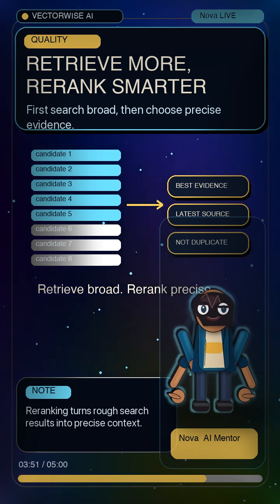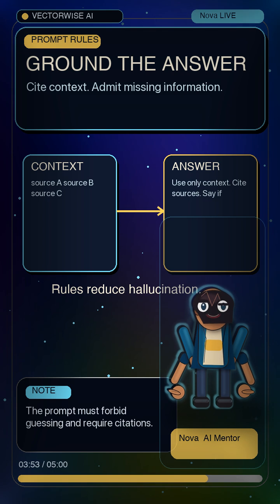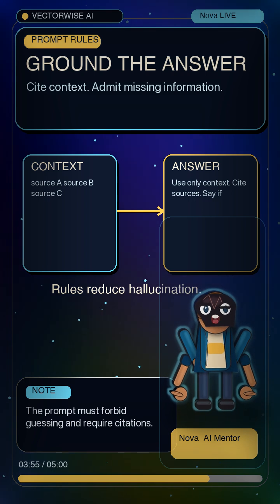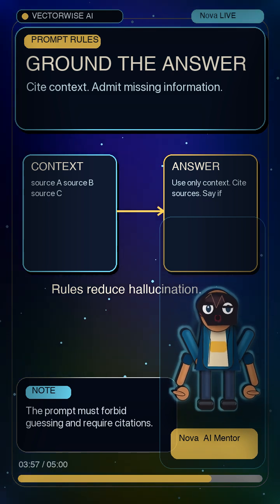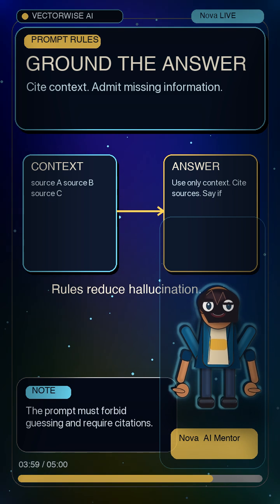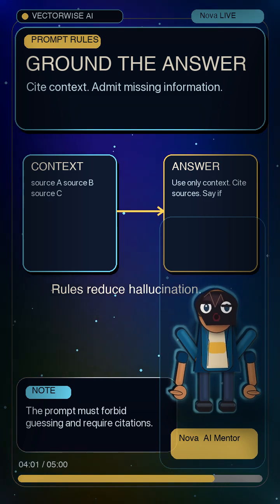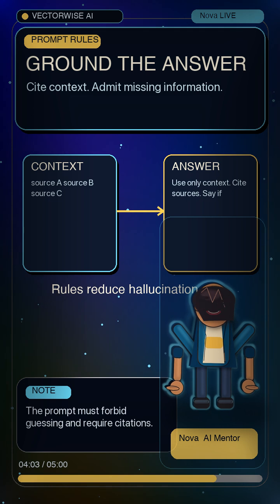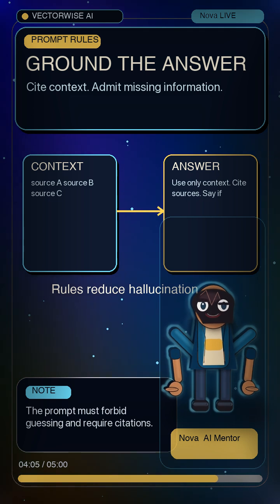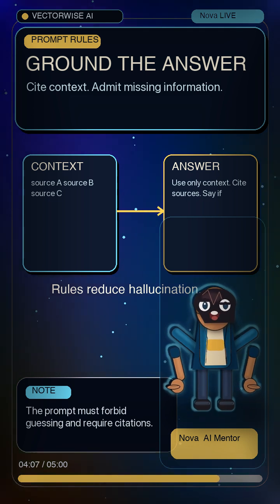Use RAG when knowledge changes, when the data is private, or when answers need citations. Do not use RAG for every problem. If the task is pure reasoning, summarizing text already in the prompt, or generating creative copy from no private facts, plain prompting may be enough.